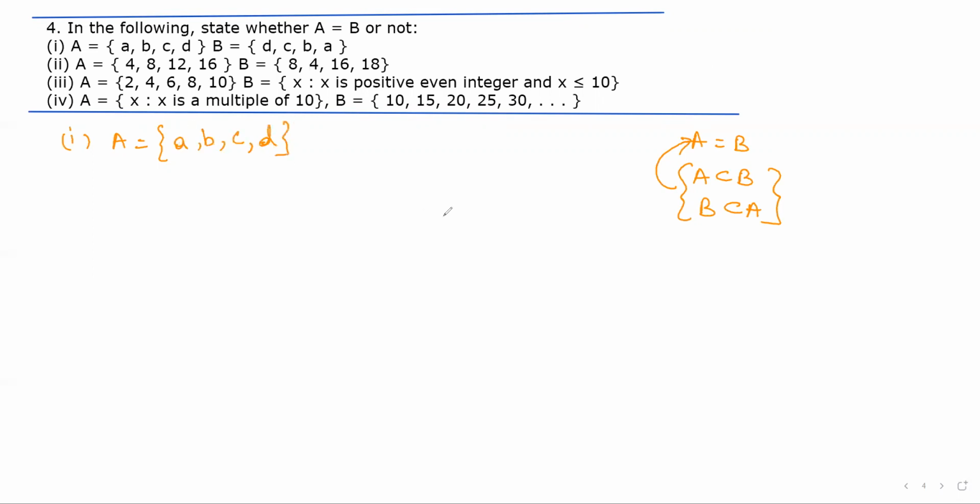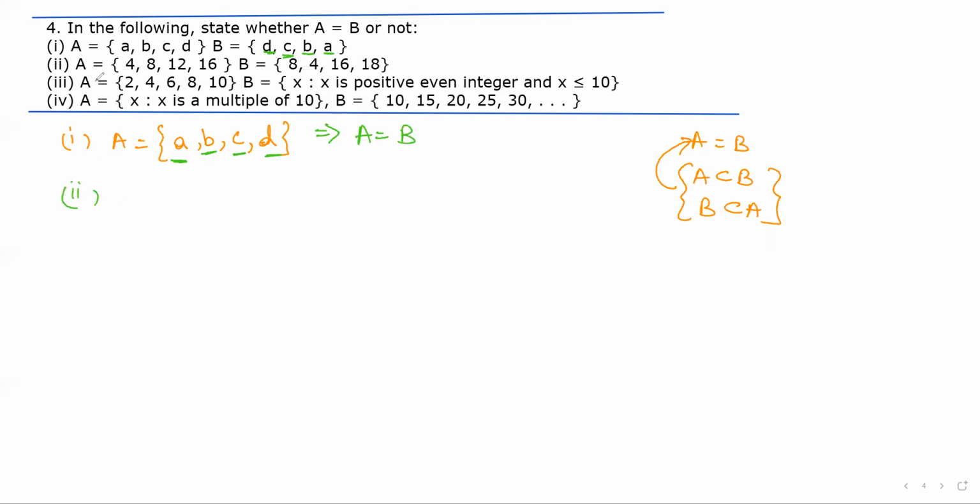The first element of A is present in B. Second element B is present in B. Third element C and fourth element D. Both n of A and n of B are 4 in number and no elements in each of the sets are repeated. Hence, we can say that A is equal to B.